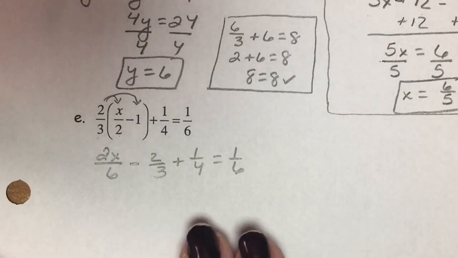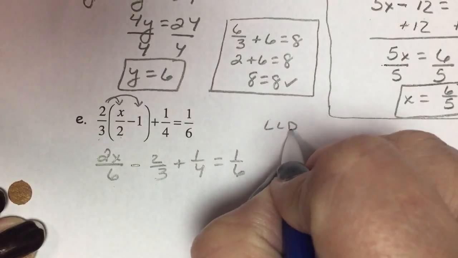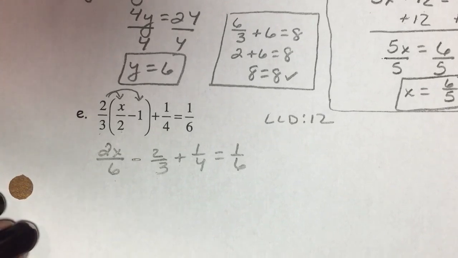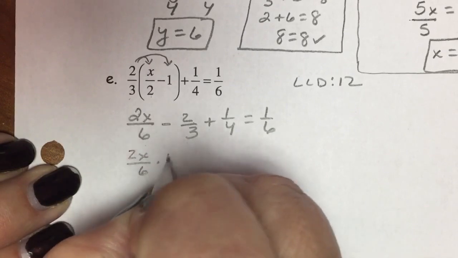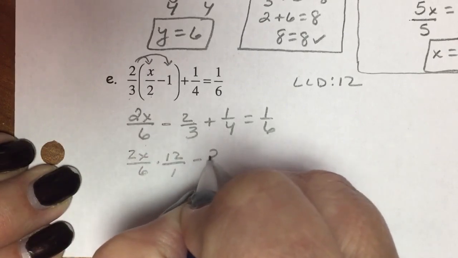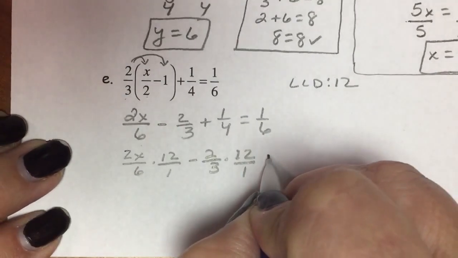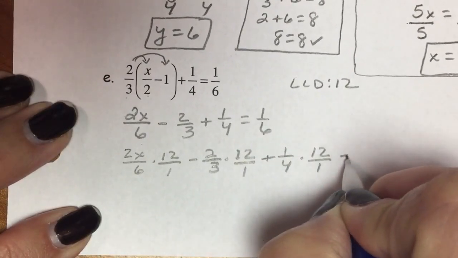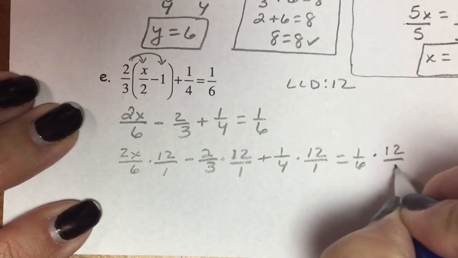So now let's eliminate the fractions. Let's get rid of them. So between 6, 3, 4, and 6, what's the smallest number that all of them divide into? It is 12. So I'm going to multiply everything through by 12. So 2x over 6 times 12 over 1 minus 2 over 3 times 12 over 1 plus 1 over 4 times 12 over 1 equals 1 over 6 times 12 over 1.